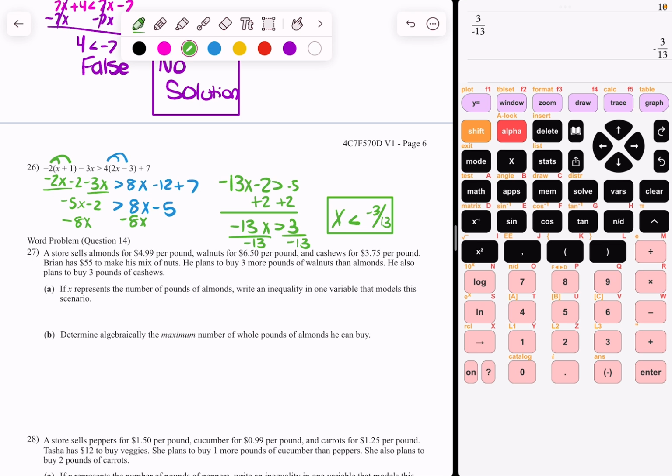Let me just double make sure this is good. Negative 2 times x, negative 2x. Negative 2, negative 3. Because sometimes you get like, oh no, is a fraction supposed to be an answer? Just double check your work and make sure it makes sense.